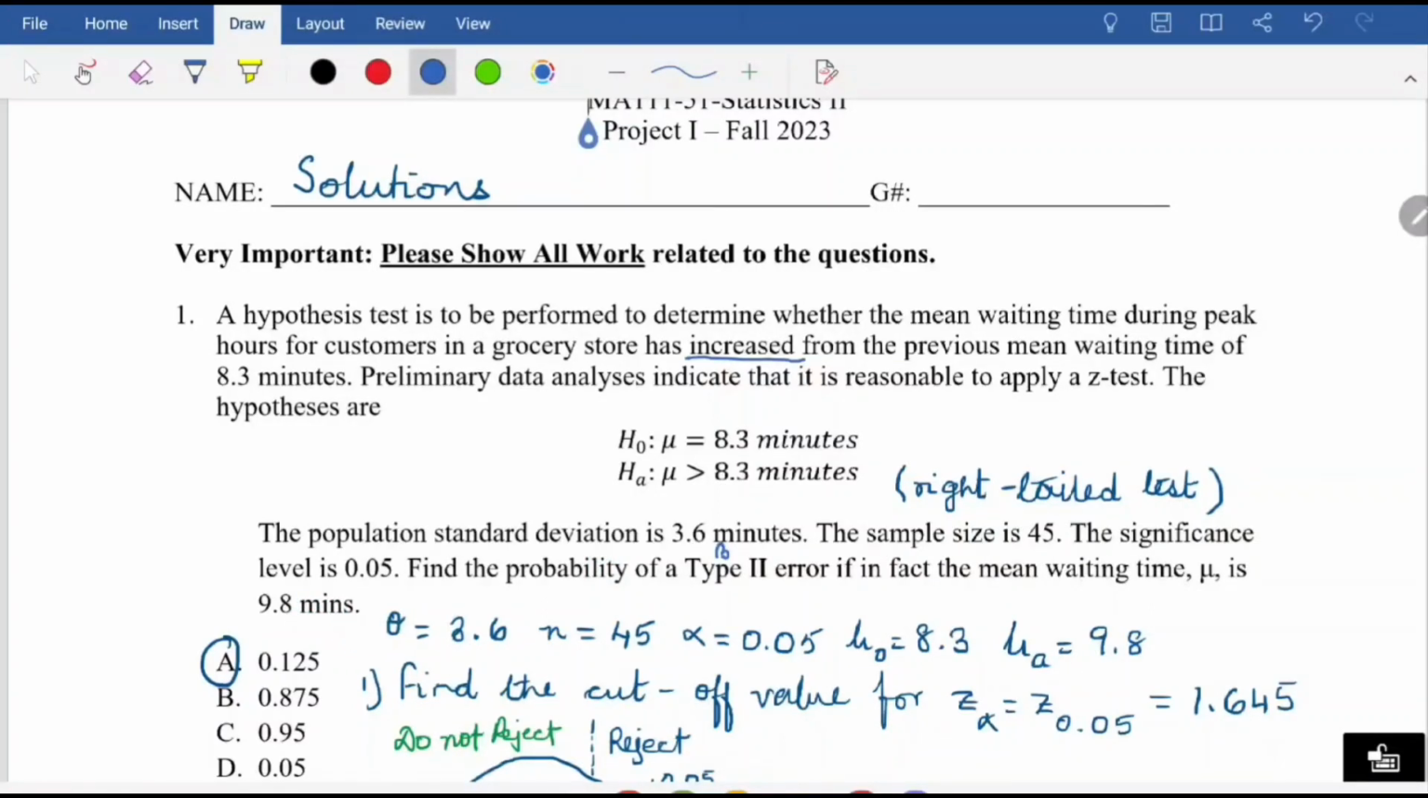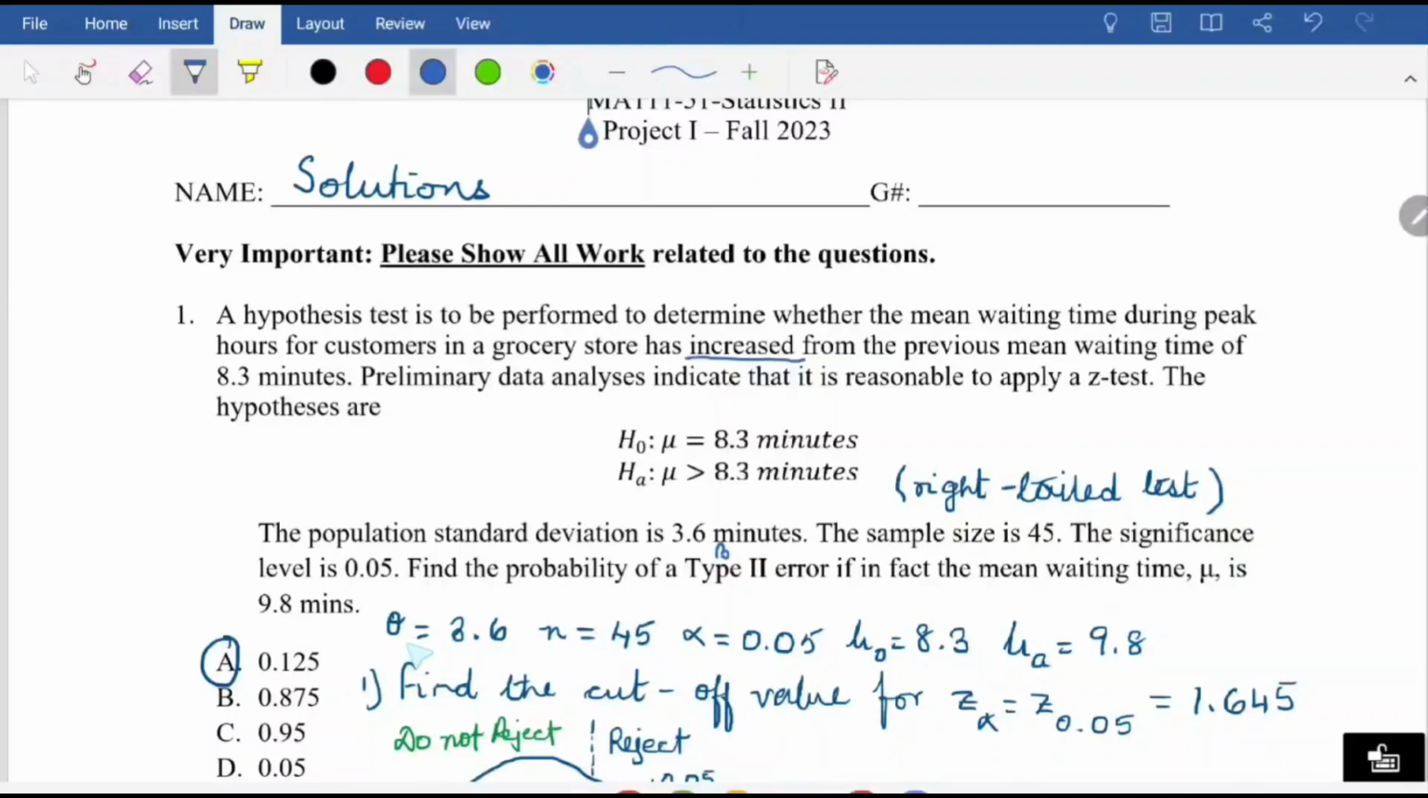Again, keep in mind, type 2 error occurs when the null hypothesis is assumed false, right? We commit a type 2 error when the null hypothesis is in fact false. So the mean is not 8.3 minutes, but if it is 9.8 minutes, what is the probability of making a type 2 error? That's what they are asking for in the question. So first we list our data. We extract all the data from the question.